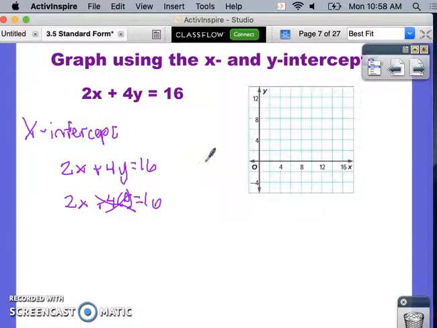I'm getting really bad at drawing on this thing. I don't know why. So this goes away. All I have left is 2x equals 16. So I would need to solve for x. I need to get x by itself. How would I get x by itself? Right now I'm multiplying by 2, so I would divide by 2.